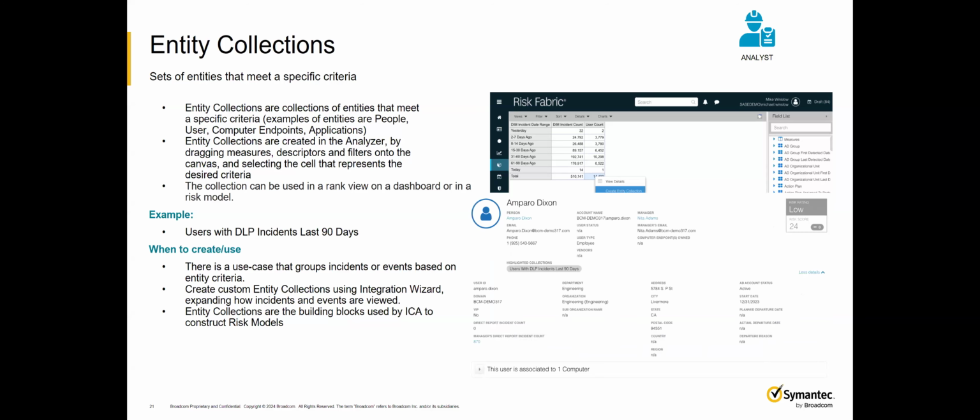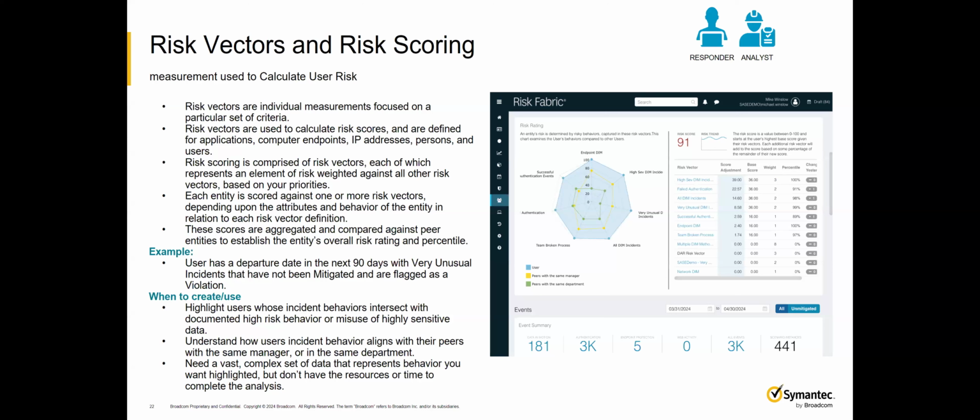Okay, risk vectors and risk scoring. So risk vectors are a measurement used to calculate user risk. Risk vectors compare activities and incidents to similar activities and events over a time period. The default is a 90-day period. It is configurable, but everything that ICA does and analyzes is over those 90 days, and they are used to calculate risk scores.